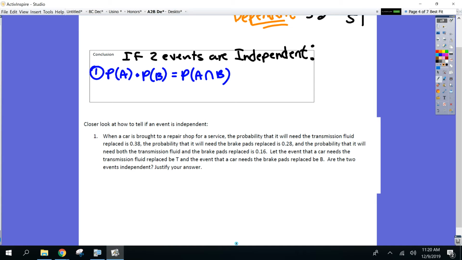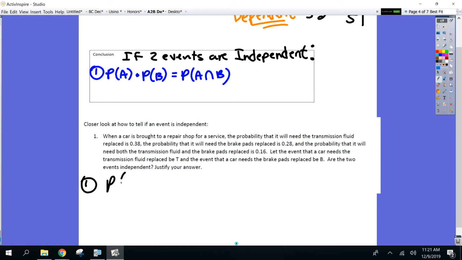Guys, go down to the brake pad example. This is how we're going to test if brake pads and transmission fluid are independent or not. I'm testing two events now. If they're independent, what's one event? What's the one event up here? Okay, brake pads. I'll do a B. Is that all right, if I do B for brake pads?